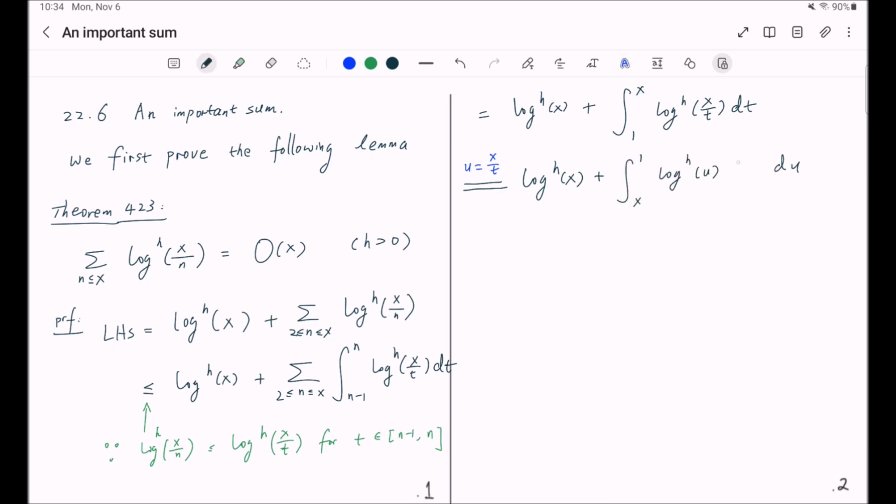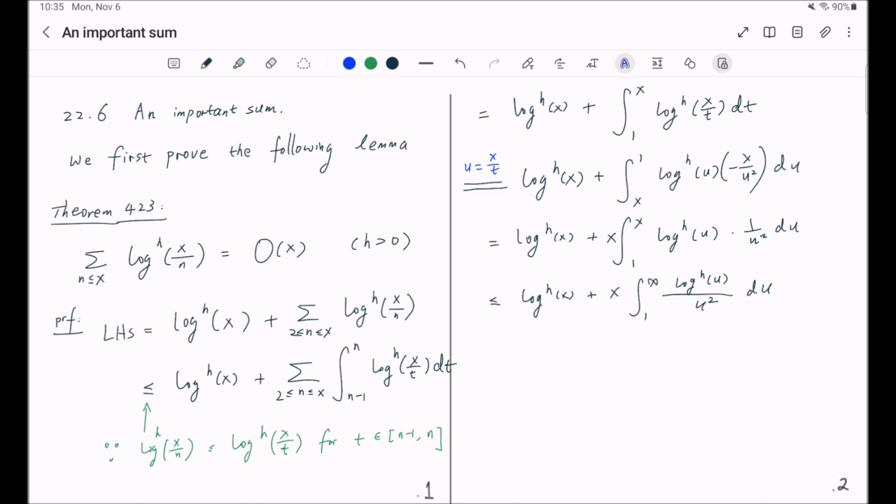And by chain rule, the additional factor here will be negative x divided by u squared. Now we simplify this, and we'll majorize this integral to the integral from 1 to infinity. And now, observe that this integral is convergent. This is a finite integral because logarithm grows slower than any positive power of monomial.